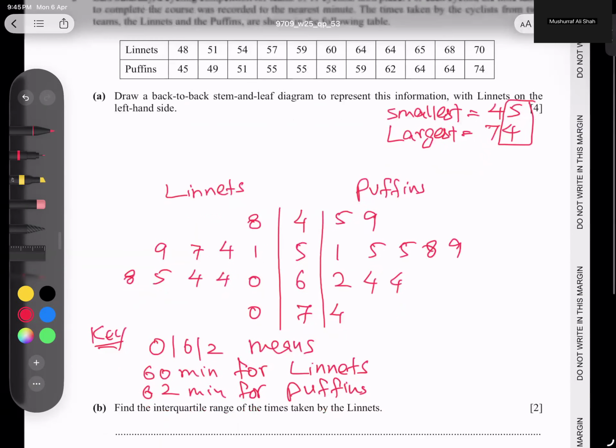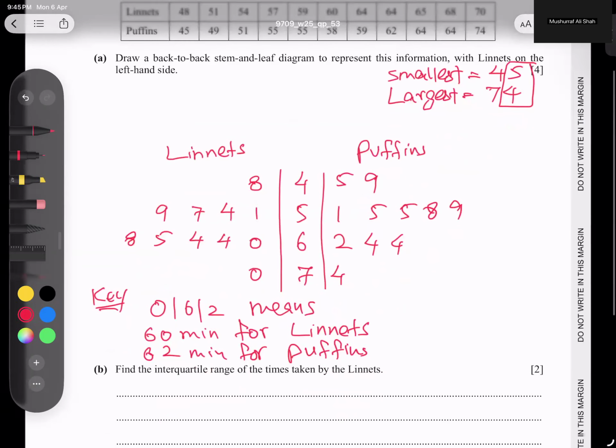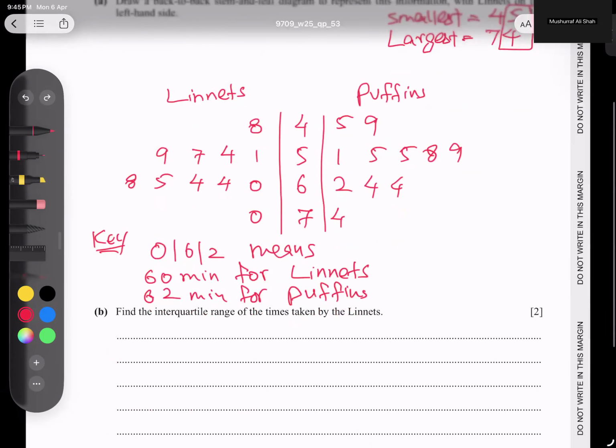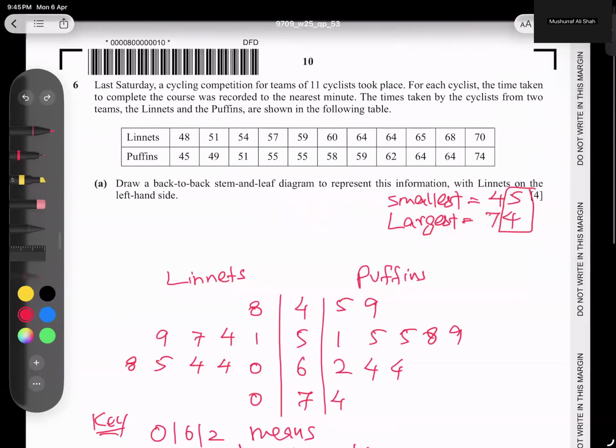You are bound to write the key. Interquartile range for the limits. Okay, we have to get it. So let's see how we can find interquartile. So what is the formula? Upper quartile formula is 3/4 of n plus 1. And n is what, students? You know it very well. N is 11.